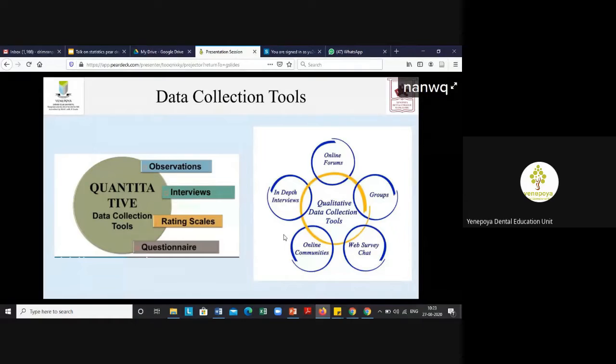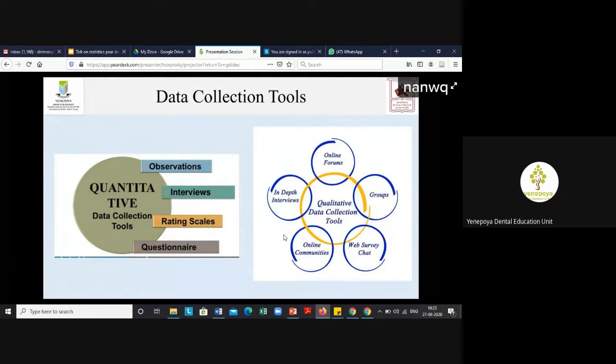Online forums have taken a huge role. You should know that a lot of terminologies have come across. I even read about the web-based carcinomas. That was good, you'll feel happy about it. Yeah, groups, web survey charts, online communities.